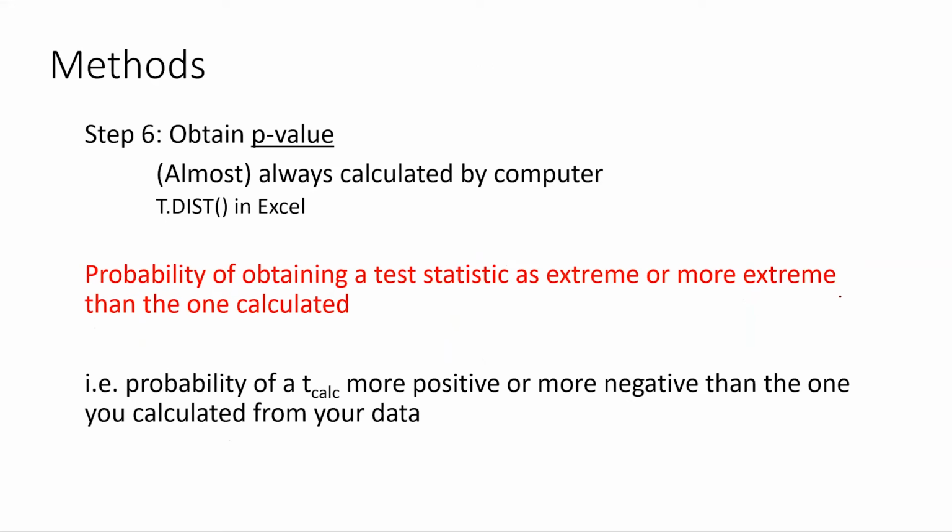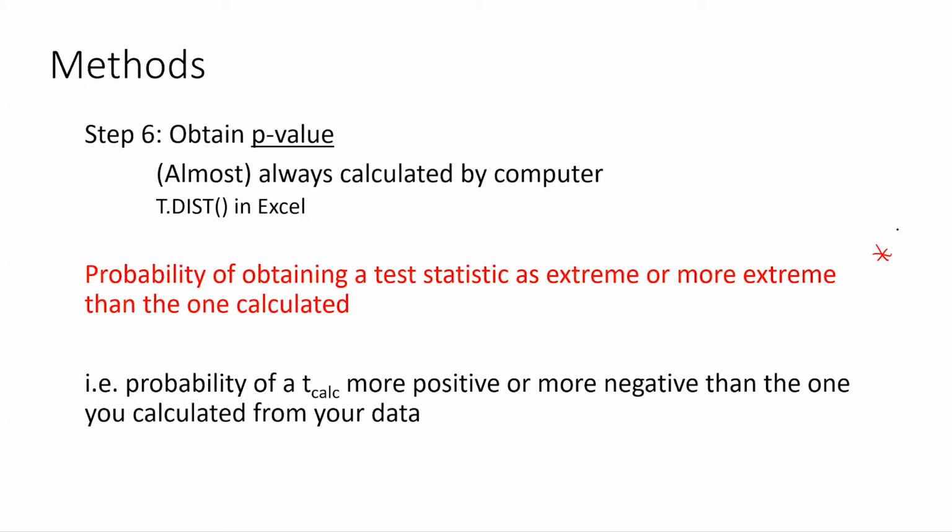Next, we can obtain a p-value. In this chapter in the lab manual, there is a section on calculating or estimating p-values and getting a p-value range. We're not going to do that. We're going to be using Excel and R instead to calculate exact p-values. And we use this t.dist. There are a couple different versions that I will go over in a minute. This function will give us the probability of obtaining a test statistic as extreme or more extreme than the one calculated. And that's the actual definition of a p-value.